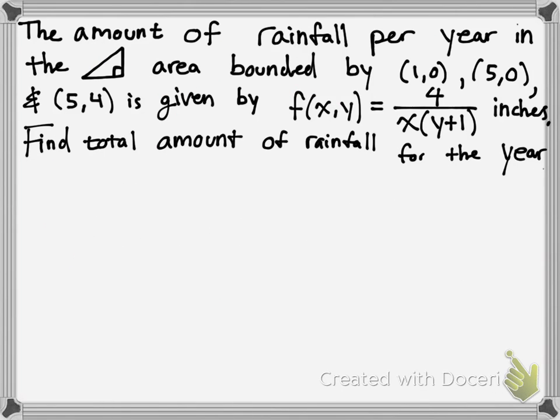So here's the example. The amount of rainfall per year in the triangular area bounded by (1, 0), (5, 0), and (5, 4) is given by the function 4 over x times the quantity y plus 1 inches. Find the total amount of rainfall for the year.